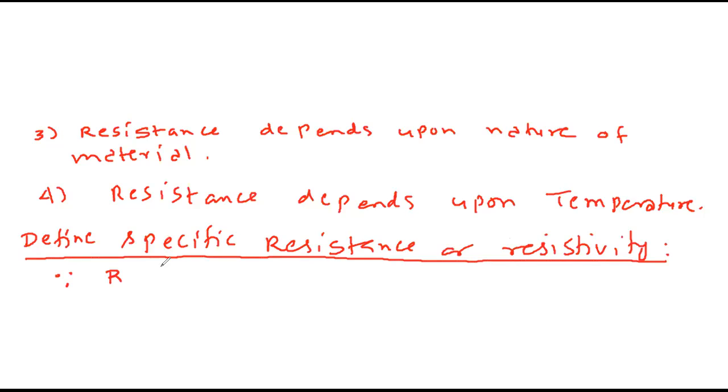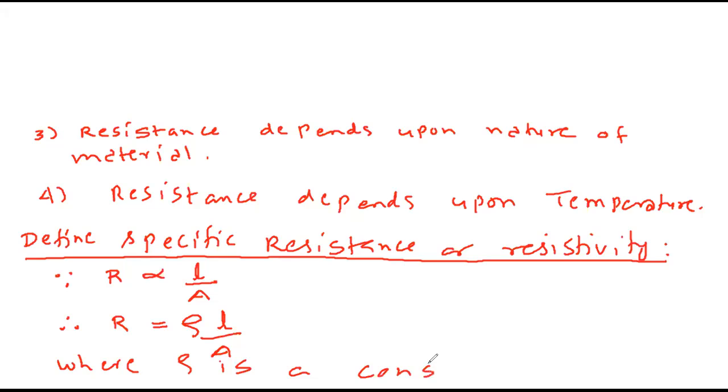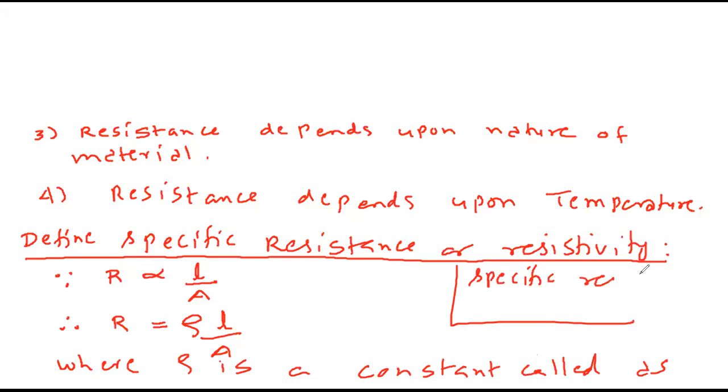See, since R is proportional to length and inversely proportional to area, we can say it is some constant rho L by A, where rho is a constant called specific resistance or resistivity. Just copy till this, then I'm giving the definition.